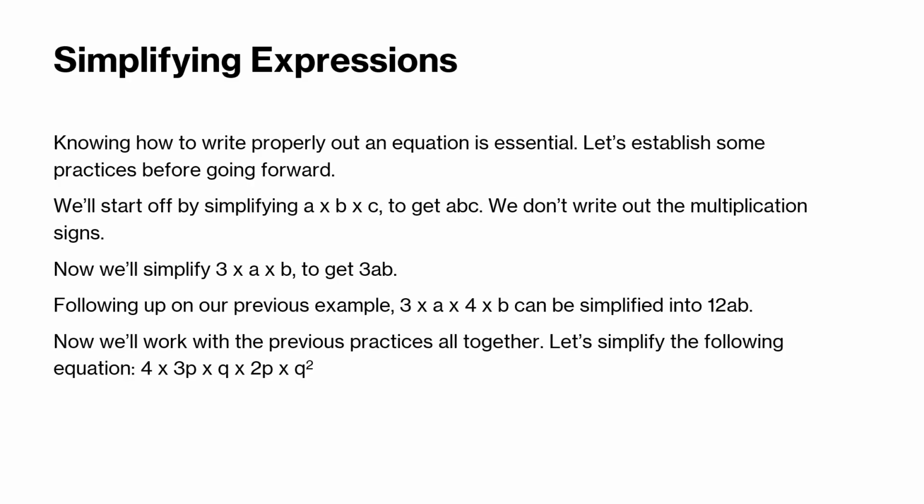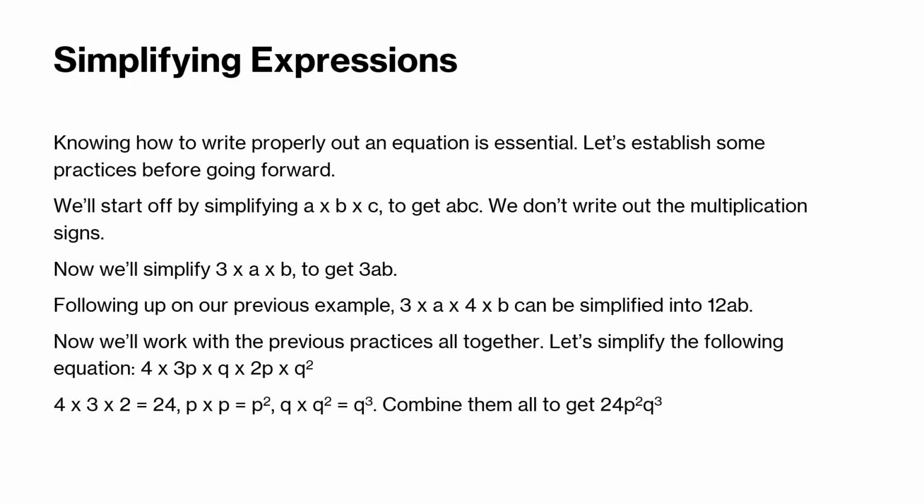Let's simplify this equation. 4 multiplied by 3p multiplied by q multiplied by 2p multiplied by q squared. 4 multiplied by 3 multiplied by 2, all the constants together, we get 24. p multiplied by p, from the 3p and the 2p terms, we get p squared. q multiplied by q squared gives us q cubed. Combine them all together, we get 24p squared q cubed.